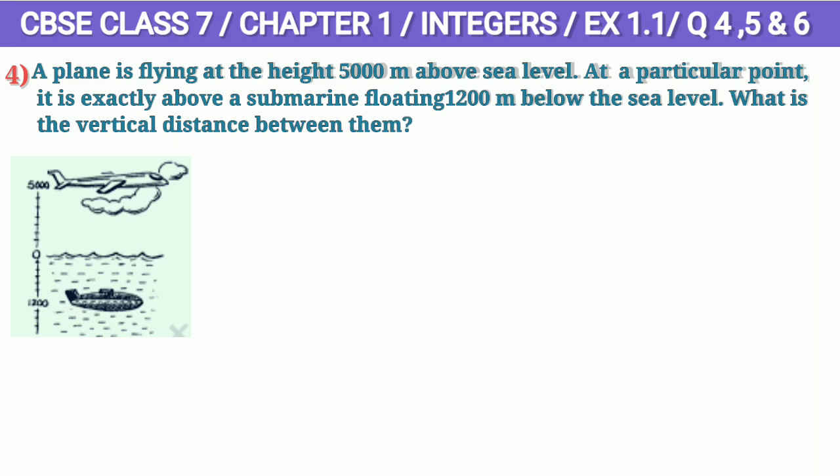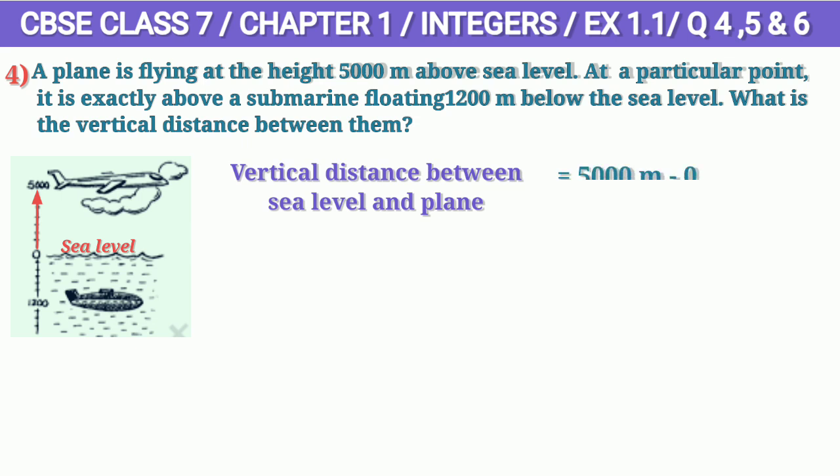This is our sea level, which we consider as a zero height, and the plane is 5000 meter above it. If it is above sea level, we will take it as plus 5000 meter. So vertical distance between sea level and plane is 5000 minus 0, that is 5000 meter.